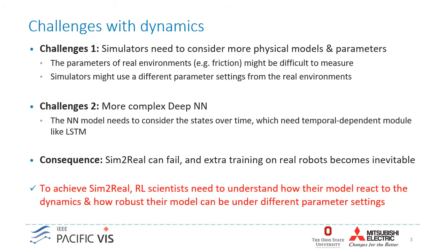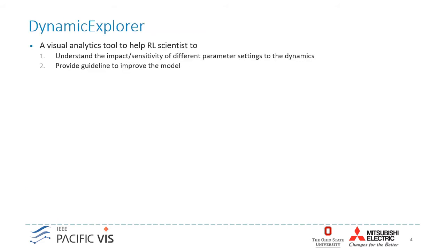In other words, if reinforcement learning scientists want to achieve sim to real, they need to better understand how their reinforcement learning model reacts to the dynamics in the task they want to solve, and they need to understand how robust their model can be when the parameters change. In this paper, we present a visual analytics tool called DynamicsExplorer to help reinforcement learning scientists understand the impact and sensitivity of different dynamics-related parameters to their reinforcement learning model, and provide a guideline for the scientists to improve their model.